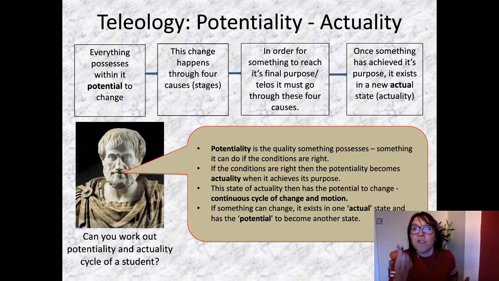A potential coffee bean, or an actual coffee bean, has the potential to make a cup of coffee with the right conditions, water, heat, etc. It can then become an actual cup of coffee with potential to be drunk, for example. So everything constantly goes through this cycle of change and motion.